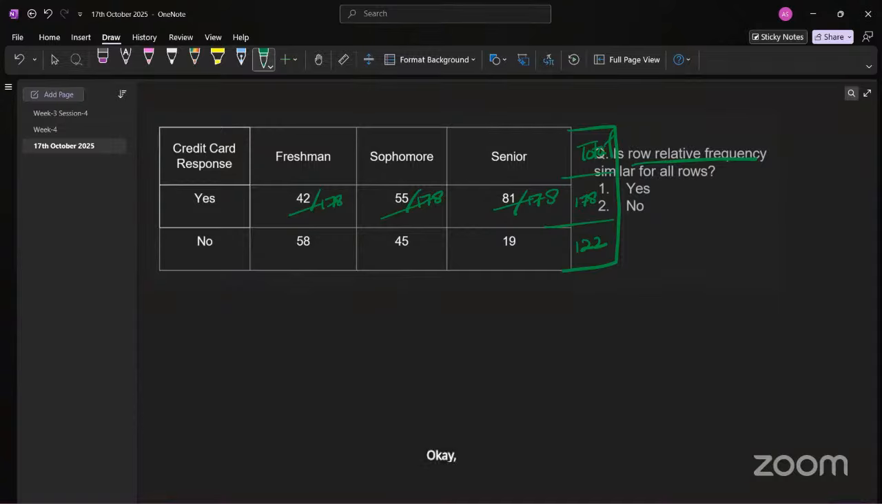Below, you divide by the row total of the second row. What is its row total? Its row total is 122. So divide 58 by 122, 45 by 122, and 19 by 122.